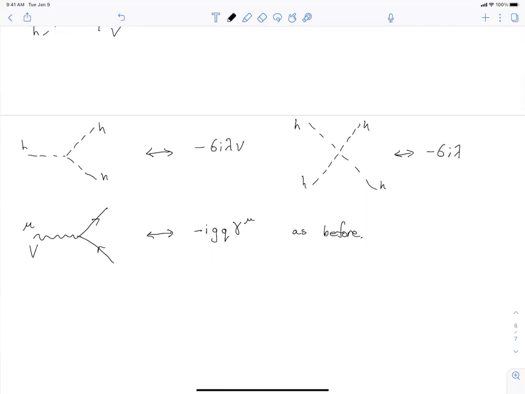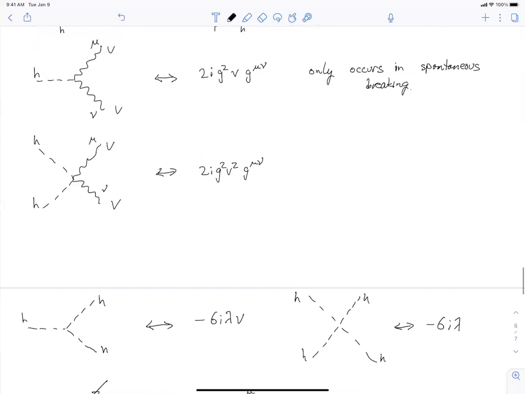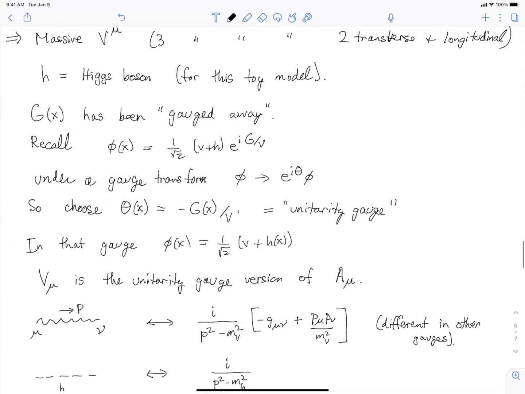All right, any questions on that? Yeah, going back to when we choose theta of x equal to minus g of x over v. So we choose the unitarity gauge, right? Yes. This is for a local symmetry, right? So what's to say that that doesn't change? I guess the x dependence of theta is buried in the Goldstone. The Goldstone's dependent on x, right?